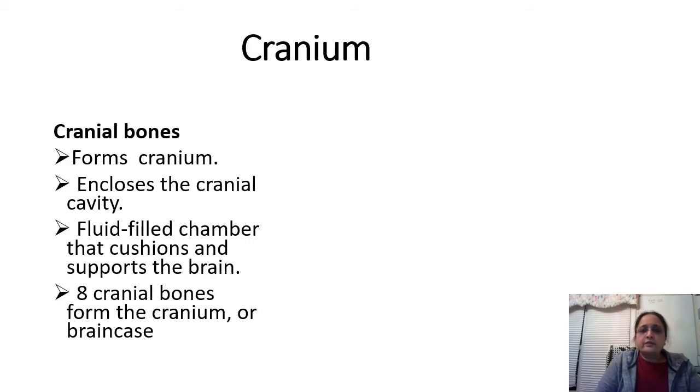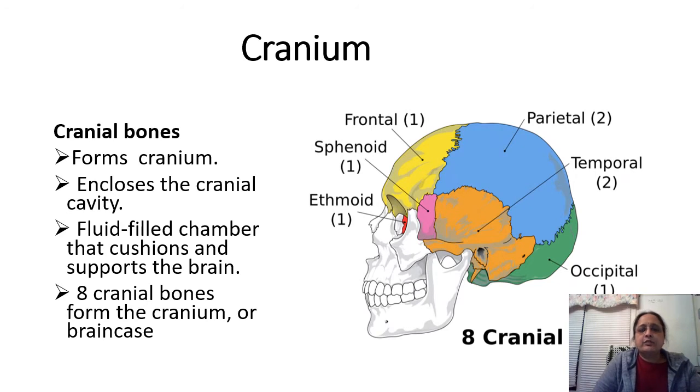Okay, so let's discuss the cranium. Already we know that the cranium is formed by 8 bones. So what exactly is this cranium supporting? It is supporting the brain, and it has a cavity that is fluid filled so that it can cushion and protect the brain from external shocks.